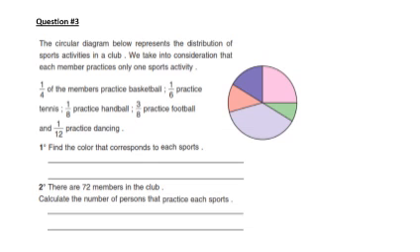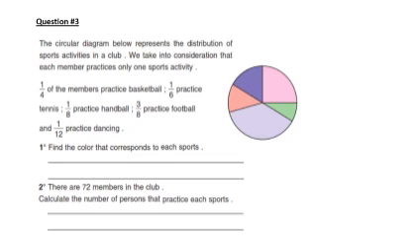In this question, there is also a circular diagram that represents the distribution of sports activities in a club. We take into consideration that each member practices only one sports activity, not 2 or more. They told us that 1/4 of the members practice basketball, 1/6 practice tennis, 1/8 practice handball, 3/8 practice football, and 1/12 practice dancing. In the first question, we need to find the color that corresponds to each sport.